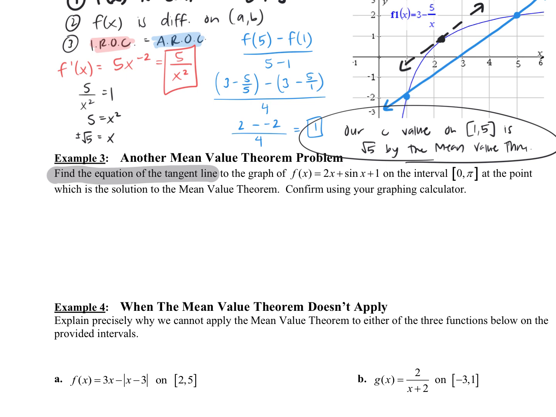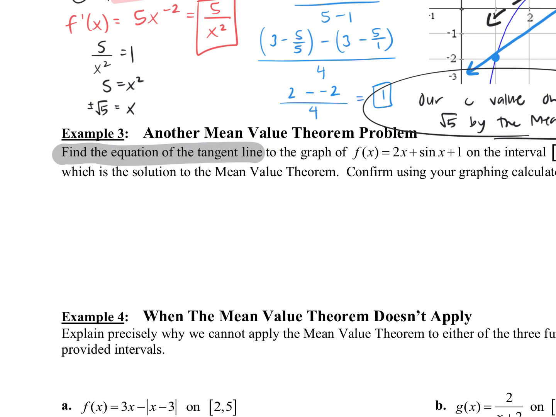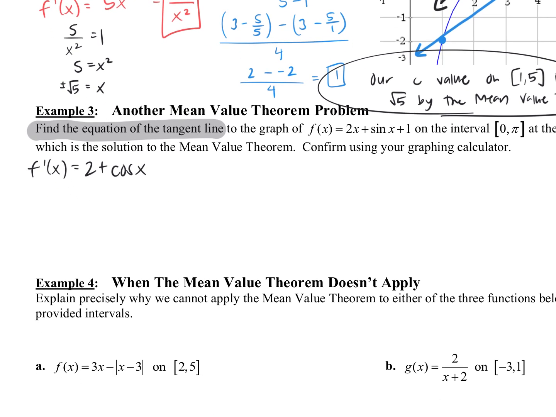But first thing that we need to do is find the derivative, okay? So this you have to do by hand. So f prime of x is equal to, what's the derivative of 2x plus sine x plus 1? 2 plus cosine of x. Okay, that's my derivative. We are looking at the interval from 0 to pi.